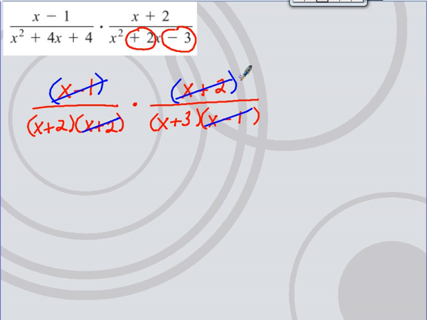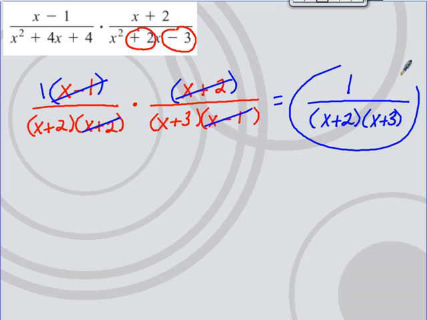Removable discontinuity. You're left with nothing on top. Don't put a 0, put a 1. Why? Because there's a 1 right there. You just didn't see it. You're left with 1 on top. You're left with x plus 2 times x plus 3 on bottom. Finished.